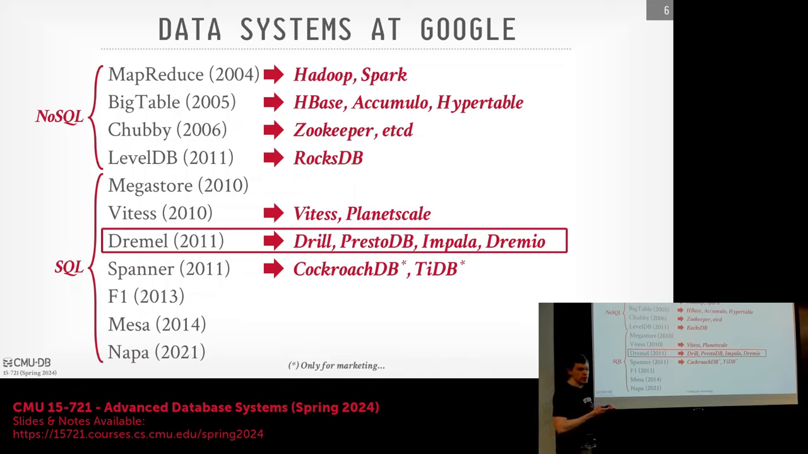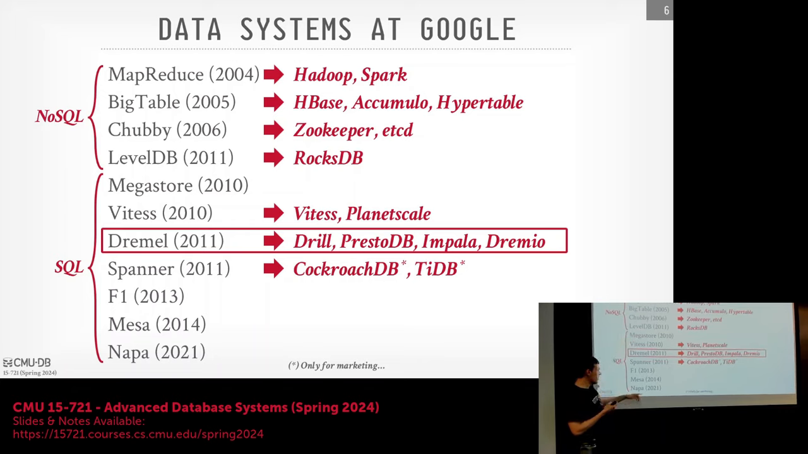Yes? Why is it that we just look at Dremel and not the other ones? The question is, why do we care about Dremel in this class, and not these other ones, the other SQL ones? Because Dremel is the only one that's doing analytics, the OLAP stuff. Megastore was an early sharded version of MySQL doing transactions. Vitess was sharded MySQL out of YouTube. Spanner, I wish to know about transactions.